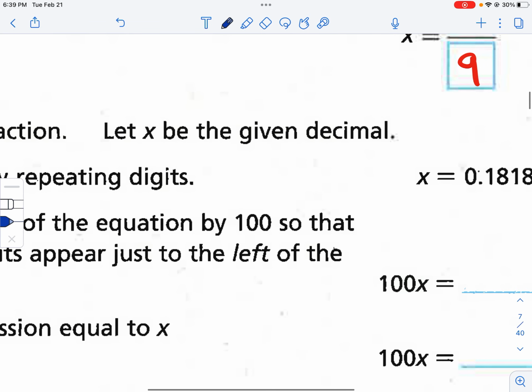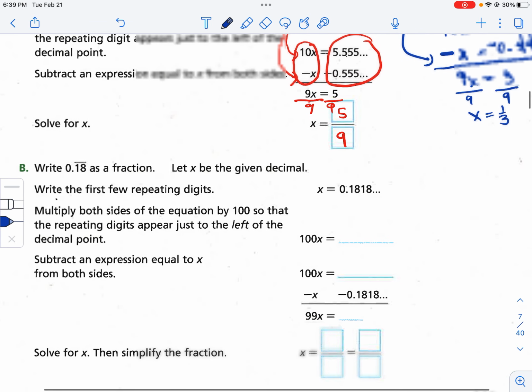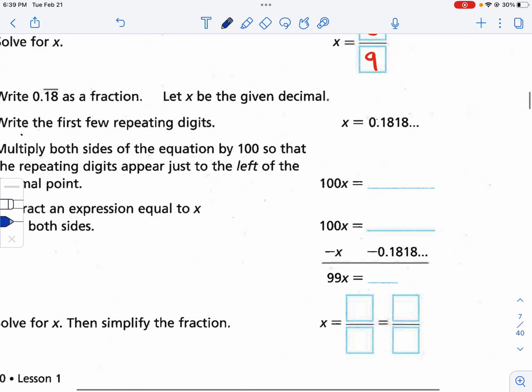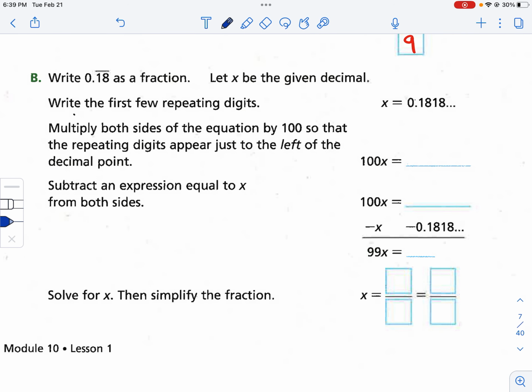Okay, so this next one. This time, it's not one digit that's repeating itself. It's 2 digits. So I'm going to want to move my decimal point over 2 times. And in order to move it over 2 times, I'm actually going to multiply it by 100. So we're going to multiply both sides of the equal sign by 100. So if I multiply by 100, I'm going to move the decimal point over 2 times.